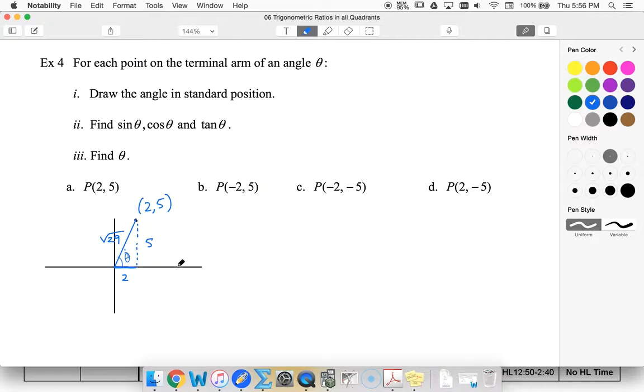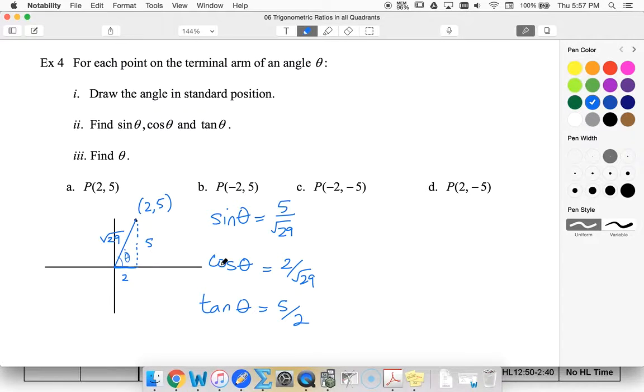So I can use my ideas of SOHCAHTOA to find sine theta, cos theta, tan theta. So sine theta is going to be 5 over root 29. And here we don't actually rationalize the denominator because it's nice to see the opposite side and the hypotenuse. Cosine, 2 over root 29. And then tangent. I know tangent is always going to be sine over cosine, so the root 29's cancel, and I get 5 over 2.